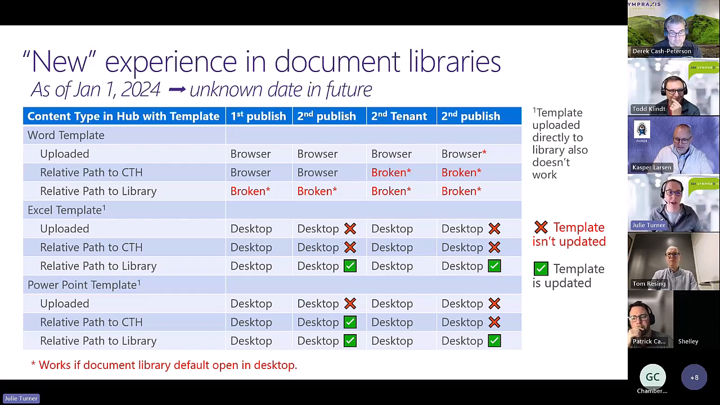So that whole experience is kind of broken for uploaded templates, and the relative path to the content type hub is broken from an updated perspective. Although I did get it to work with the relative paths of the Content Hub once and then not in the second tenant. So the relative path to that central library is the better experience. So that is just a ton of information.